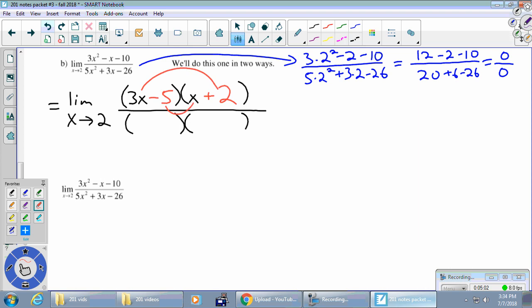6x minus 5x, that's positive 1x. Oh, that's really close, because if it's the right number but the wrong sign, we just have to change both of the signs. So instead of a minus and a plus, we should have done the other way.